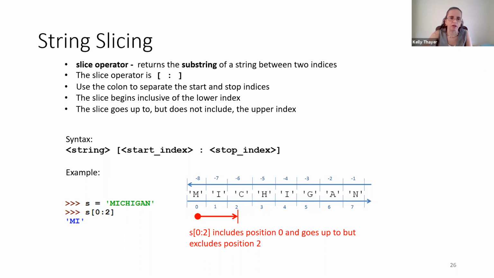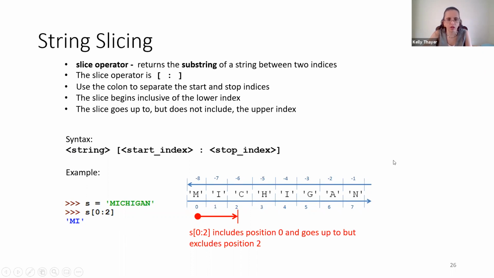That is a piece of the string, which may be more than one character, between two indices. The slice operator is these square brackets and it includes the colon. The colon is used to separate the start and the stop indices. So it will go from whatever is specified here up to whatever is specified here, but not including this one. The slice begins inclusive of the lower index and goes up to, but does not include, the upper index. So we can look at the syntax: the string, then the square brackets, the colon, start index, and stop index. Let's take a look at an example.